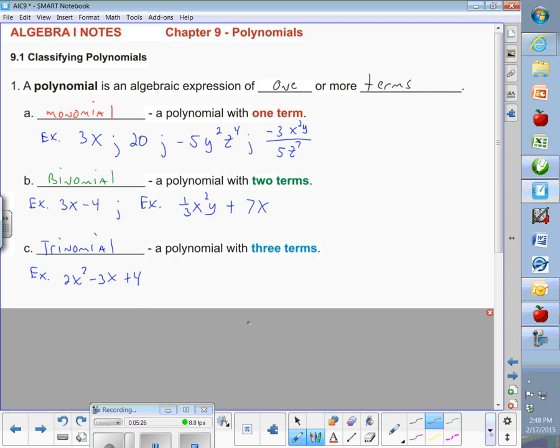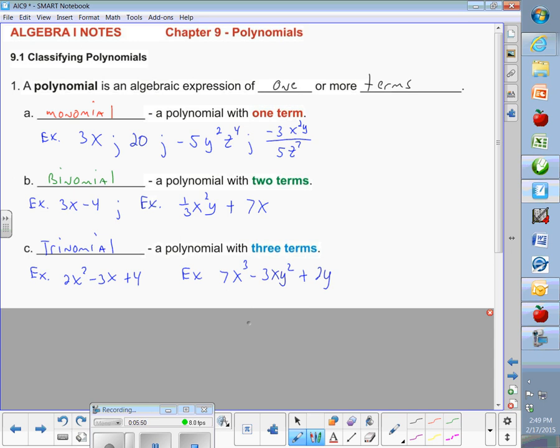And there can be more stuff in there that's possible. Maybe something like a 7x cubed minus 3xy squared plus 2y. And again, hopefully you see the three terms that are there.